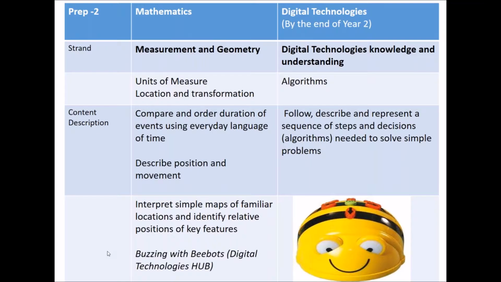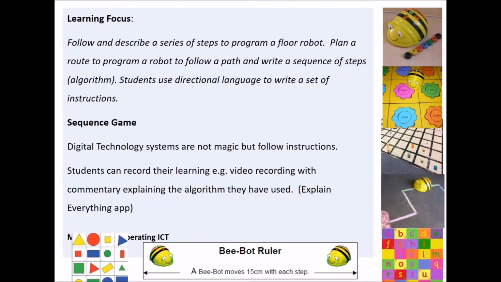If this happens, for example, if you're asking students to consider the precise steps involved to get their little robot to do particular things, and on the next slide we'll actually have some examples. So following and describing a series of steps and planning a route to program the robot to follow a path, and write a sequence of steps. So that's our algorithm. So a sequence game.